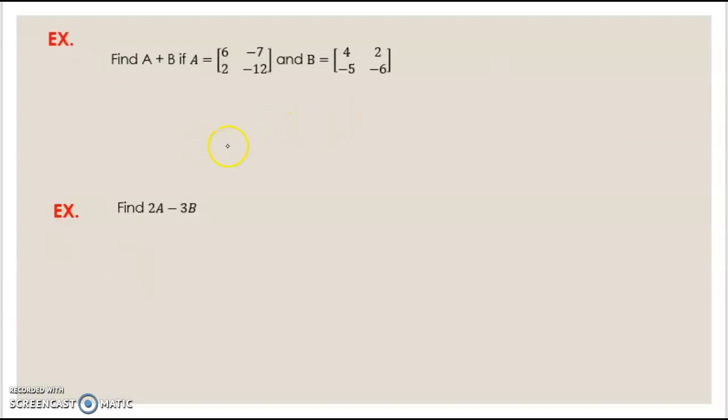Okay. This is also another way you may see these problems written. Find A plus B if A is this and B is this. So that means that you would write them 6, 2, negative 7, negative 12, plus 4, negative 5, 2, negative 6. Since they are the same size, you would be able to add them up.